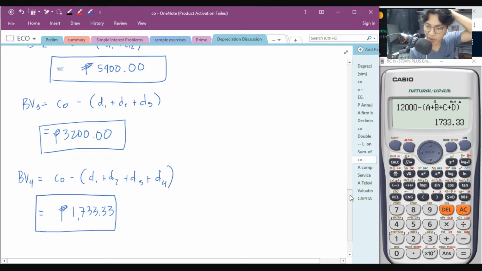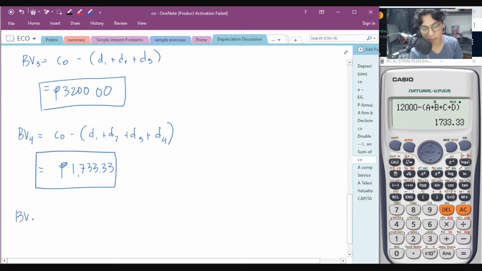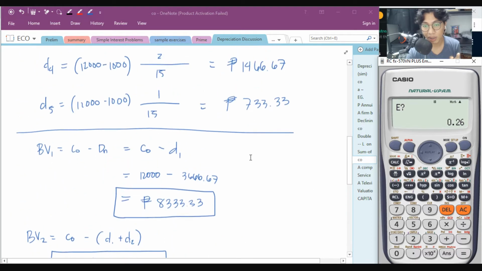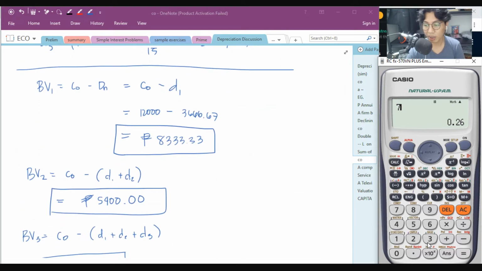Okay, BV4. How about the book value at 5? So, CO minus D1 plus D2 plus D3 plus D4 plus D5. Just add again. Put an E here, then we're done. Plus alpha E. You don't need to input again, just input one more. Calculate: A, B, C, D, E. The value of E is 733.33. Very basic calculation.